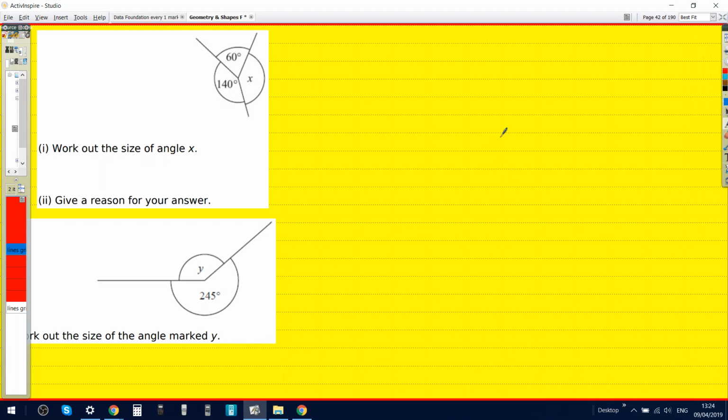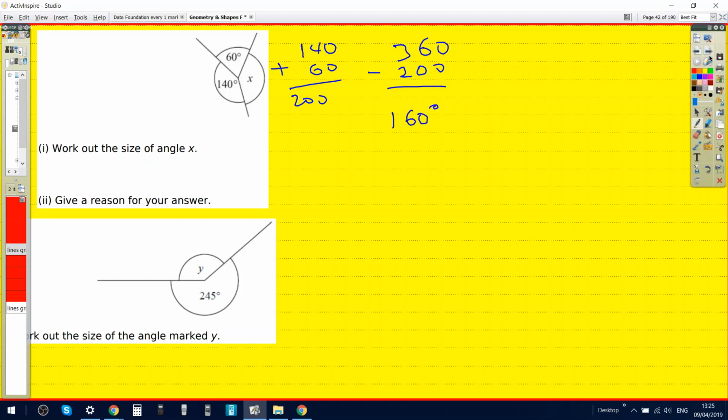X. So it'd be 360. So it's a circle. So it'd be 140 plus 60. Whatever the answer is, subtract it from 360. That gives you X. Yeah, so 140 plus 60 is 200. So that would be 160. That's it, 160 degrees.